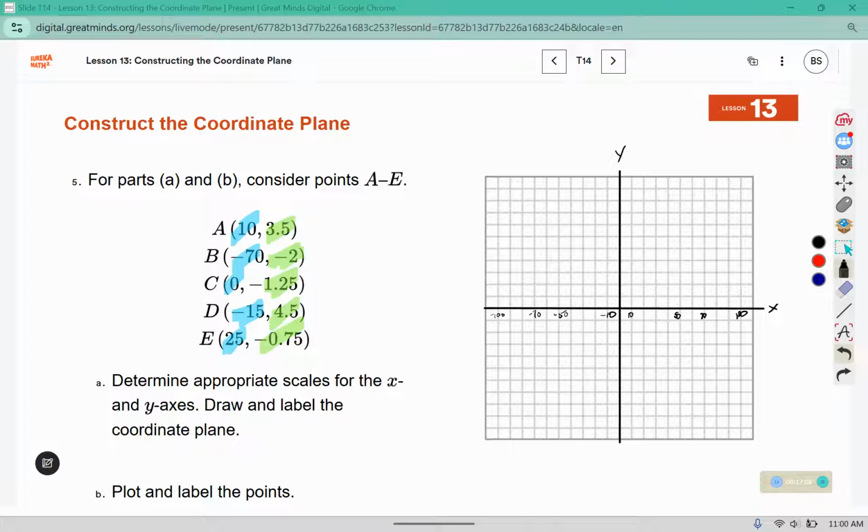Okay, and then for the y-axis, we are counting by quarters, we said. So this would be 0.25, 0.5, 0.75, 1, 1.25, 1.5, 1.75, 2, 2.25, 2.5, 2.75. I'm never going to reach 3.5, so I need to adjust. Let's count by halves instead. 0.5, 1, 1.5, 2, 2.5, 3, 3.5, 4, 4.5, 5, so that will reach it.